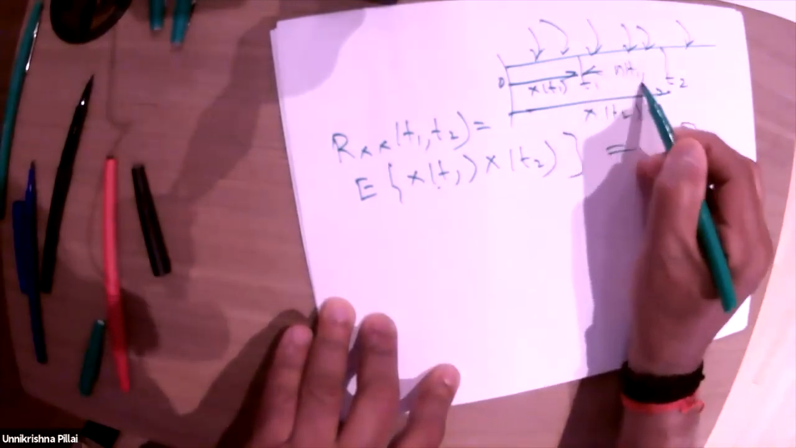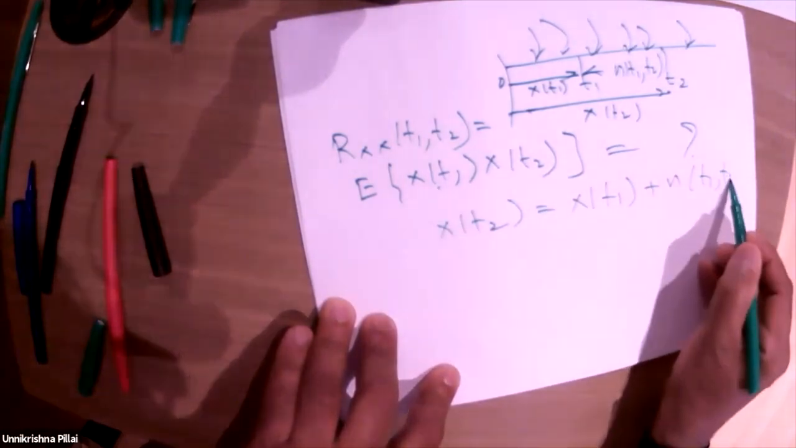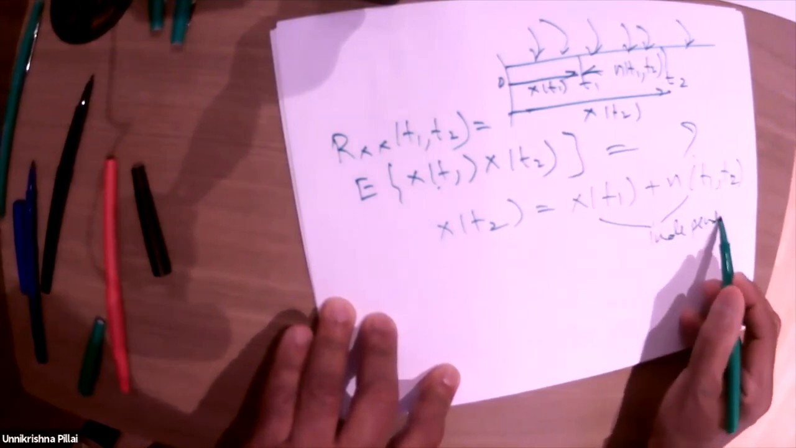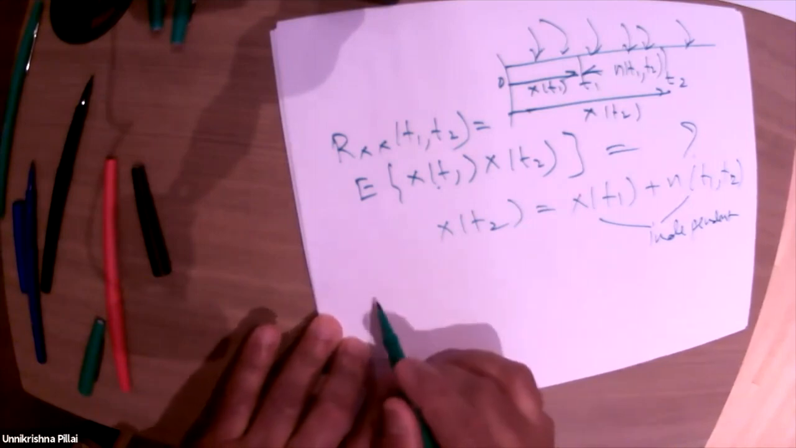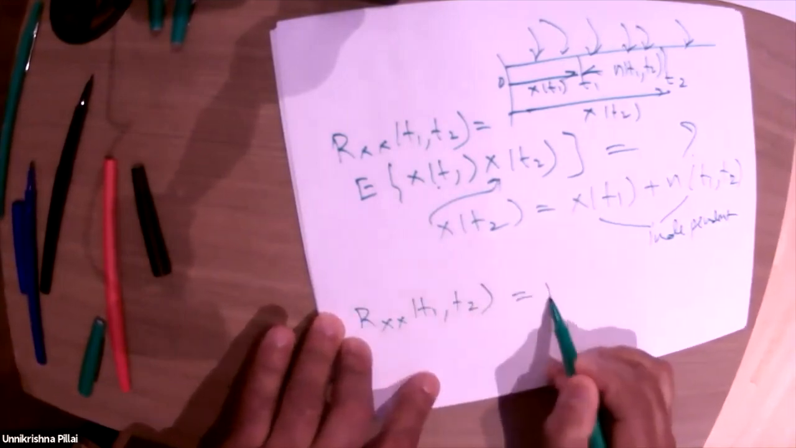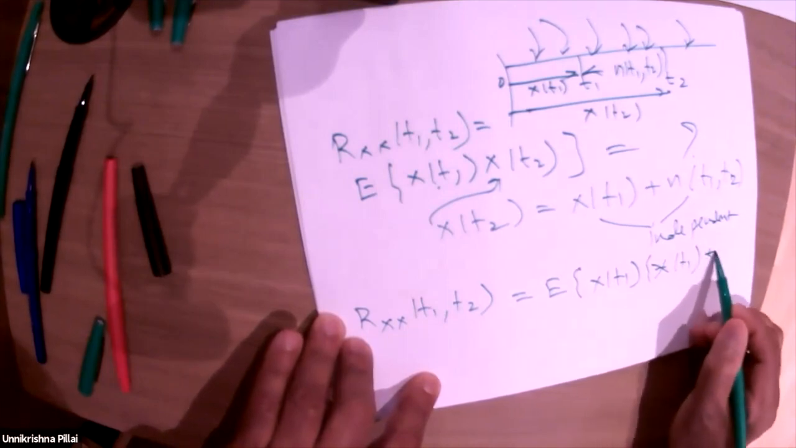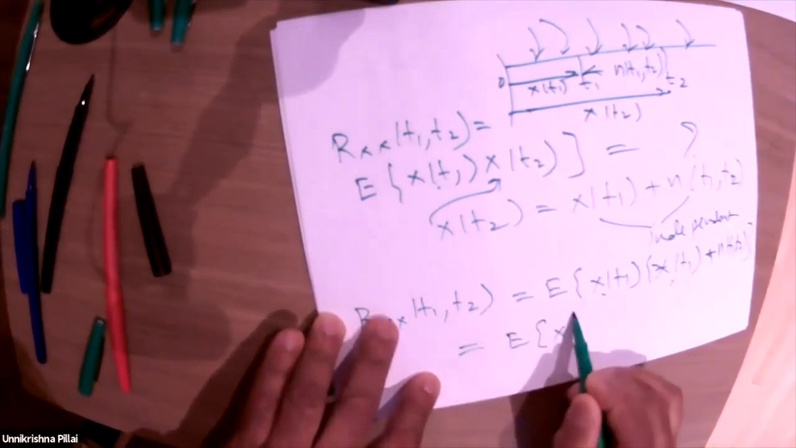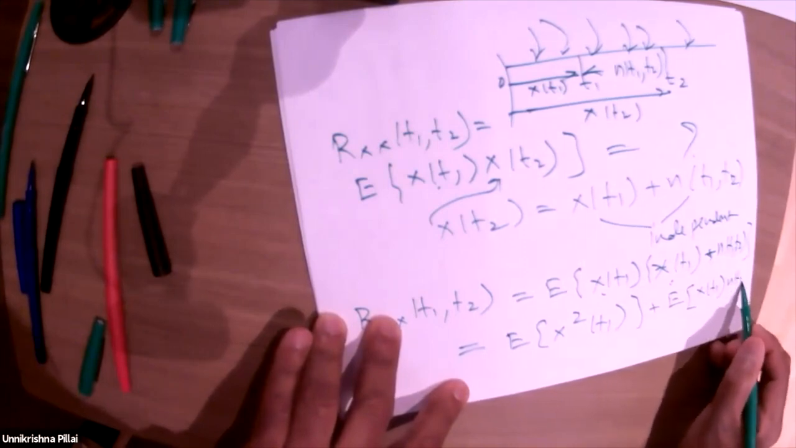But if you look at here, X of t2, I can write it as the number of arrivals from 0 to t1 plus the number of arrivals from t1 to t2. And these two are independent. So let's try to use that property. That's what I'm going to plug in here. So R_XX(t1,t2) is expected value of X of t1 multiplied by X of t1 plus N(t1,t2). So if I take this, this is expected value of X squared t1 plus expected value of X of t1 multiplied by N(t1,t2).